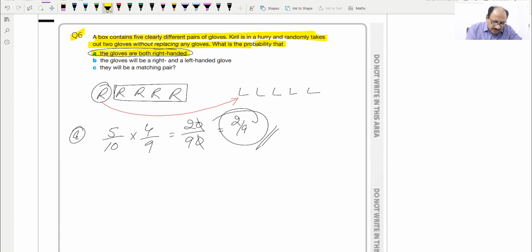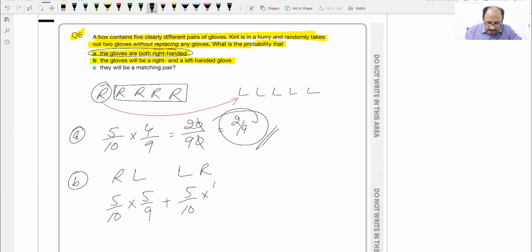Now for B part, it says the gloves will be a right-handed and a left-handed glove. Right and left-handed gloves. So it can be two situations. It can be right left and it can be left right. So we'll be writing the probabilities and adding them. So probability of first right we know is 5 by 10, and the next left will be 5 by 9, because all left are there. And next will be left, which is 5 by 10, and the right will be 5 by 9.